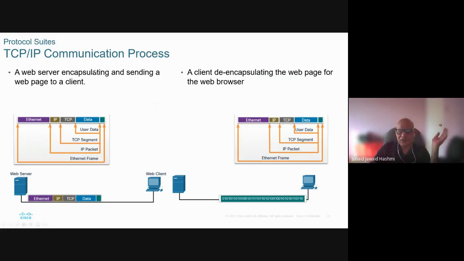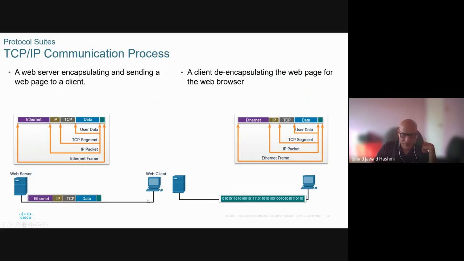So this is what TCP/IP communication looks like. A web server encapsulates and sends a web page to a client. So it adds all this information. It uses Ethernet to add the Ethernet frame. What is an Ethernet frame? It has the MAC address, source MAC address, destination MAC address. Then IP adds IP information. Then you have TCP, which uses a transport method. So all this information is encapsulated. Then it sends it on the wire.